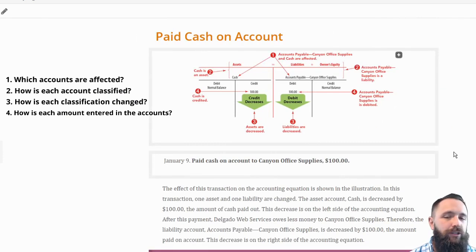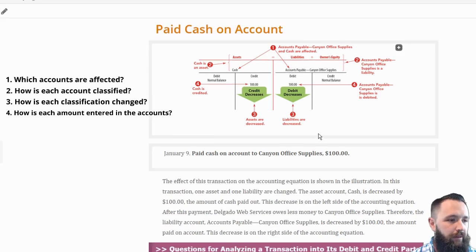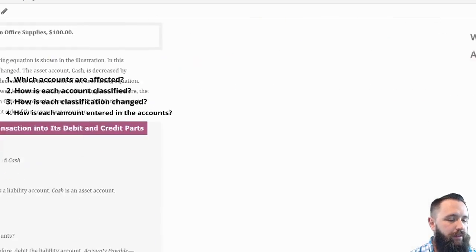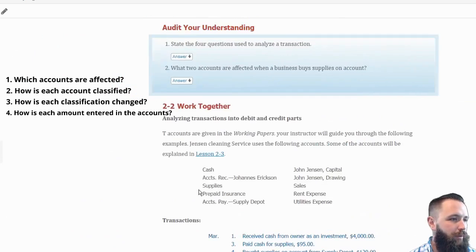And then what if we actually pay cash on that account? Well, now cash is going to decrease. Cash is an asset. Assets increase on the debit side, decrease on the credit side, so we're decreasing cash. And then accounts payable needs to decrease because we actually owe less money now to Canyon Office Supplies because we're paying down our debt on it. So we're going to debit that account to decrease that liability. And that is our transactions that we have.